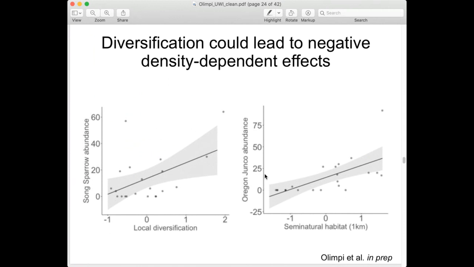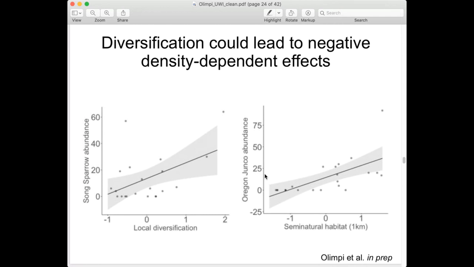So we try to understand what's going on here. And it could be negative density dependent effects. We found some evidence that as diversification increased, so did bird abundance. So this might support that crowding hypothesis.